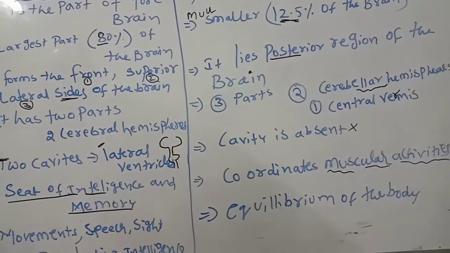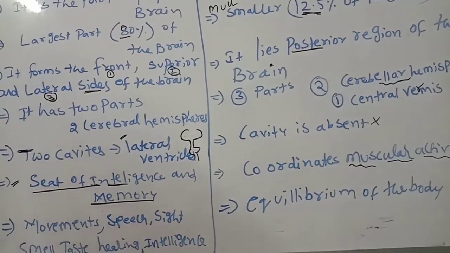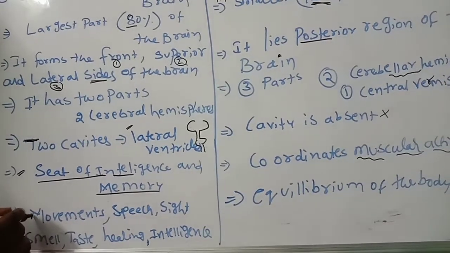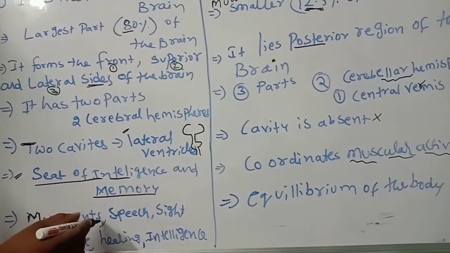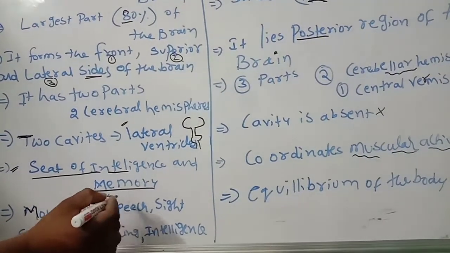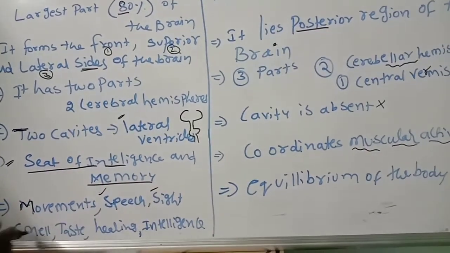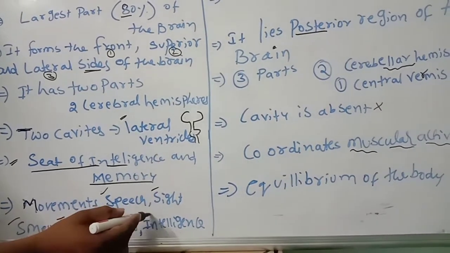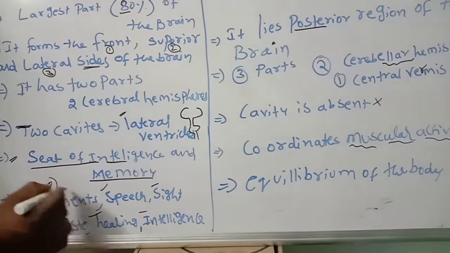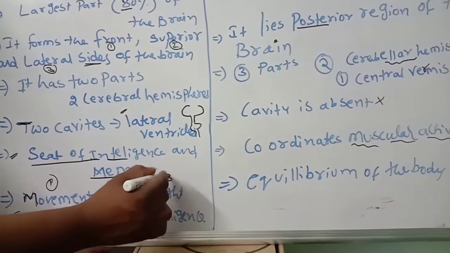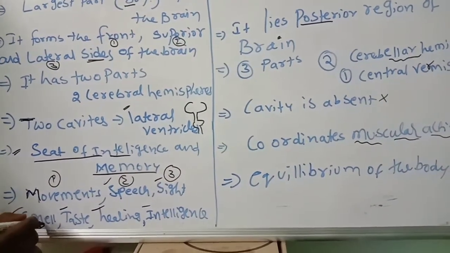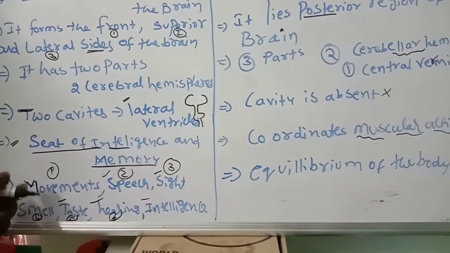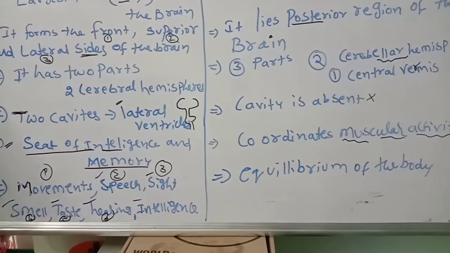Next, the functions of the cerebrum. What functions will be performed by the cerebrum? The functions of the cerebrum are movements of the body, speech, sight means vision, smell, taste, hearing and intelligence. These are controlled by the cerebrum.